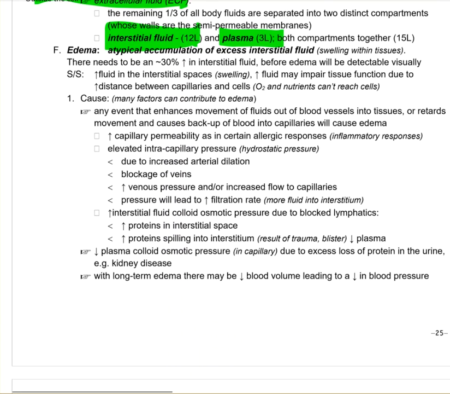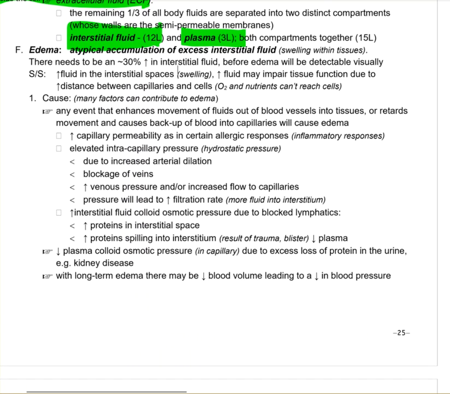Okay, so edema. We want to talk about edema here because this is an important disease state. It's an atypical accumulation of excess interstitial fluid, swelling within the tissues, not in the cells themselves, but in the tissues around the cells. Now, you won't even notice that you have edema until you get somewhere near about 30% more interstitial fluid than you had. And then you can detect it visually by looking at that part of your body.